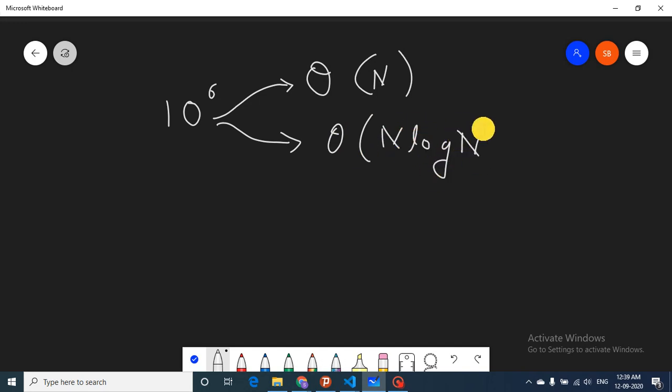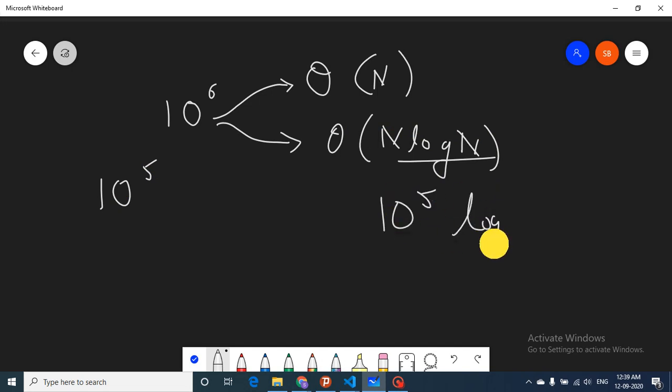Now why is this possible? Because O of n log n is just the multiplication of O of n with log n. Let's assume that you are doing 10 to the power 5 operations. Then it's 10 to the power 5 into log of 10 to the power 5, where the log is some number which is not very large, it's less than 10. So that number is less than 10.